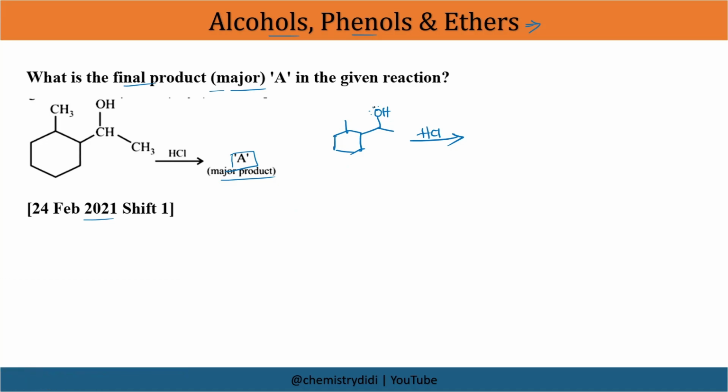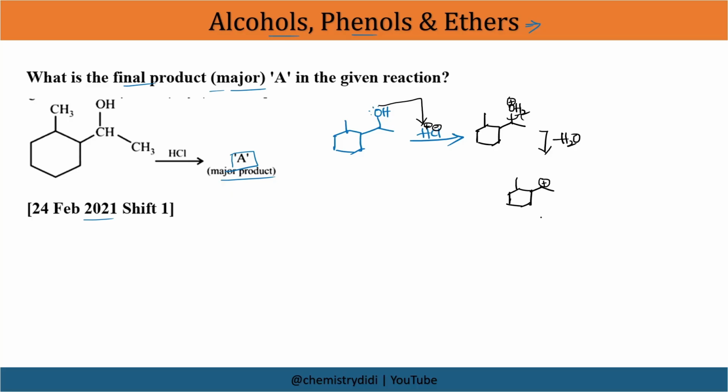It means these lone pairs try to abstract the H plus from H plus Cl negative, and here it will form OH2, I mean H2O only. H2O is a good leaving group, right? That is why we do the protonation: as water is a good leaving group, it leaves easily, and here it will form a carbocation.